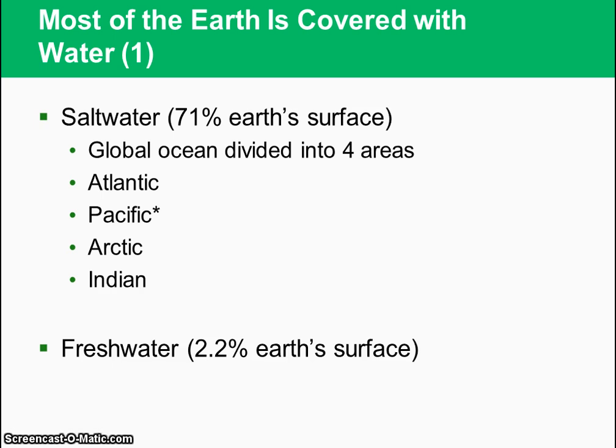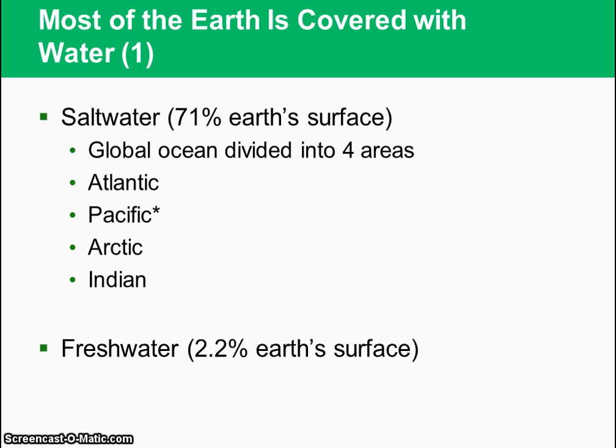So again, the ocean is going to make up most of the Earth's surface. 71% of the Earth's surface is salt water. And that global ocean is divided into 4 areas. I know that this has changed since I was in school, so I'm not sure what you guys learned back when you were in elementary school. But there are only 4 oceans now that are recognized: the Atlantic, the Pacific, the Arctic, and the Indian. Those are our 4 major global oceans. The Pacific has a little asterisk next to it because it is the largest by far.